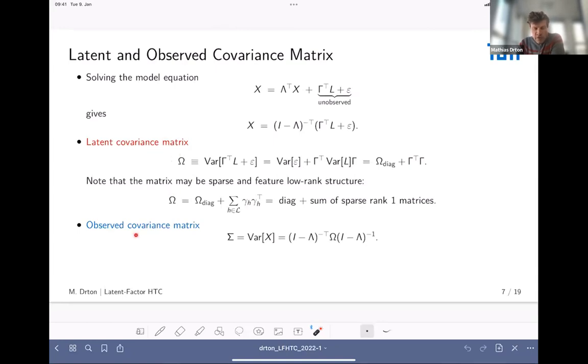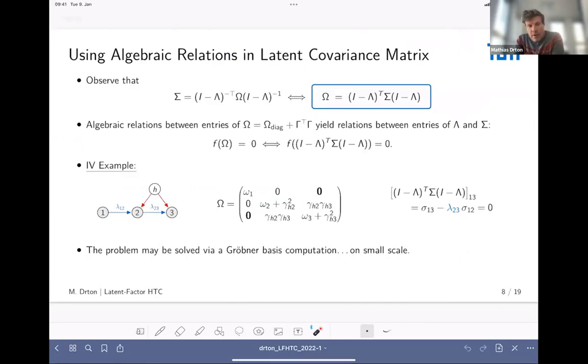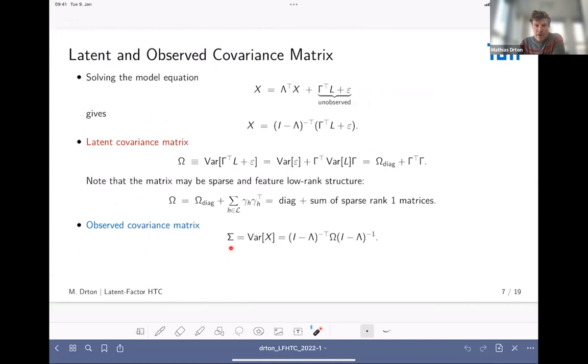And when I then move to the observed covariance matrix, I just have to pass this random vector with covariance matrix omega through this linear mapping. The covariance matrix of the observables is then identity minus lambda, inverted and transposed, times omega, times identity minus lambda, inverted, okay? So this is the mapping. This tells me how the matrix sigma is determined by the parameters of the model: there's the lambda, there's the gamma, there's the omega diagonal. And what I need to do is see whether, based on the form of these coordinates of sigma, I can recover the lambdas.